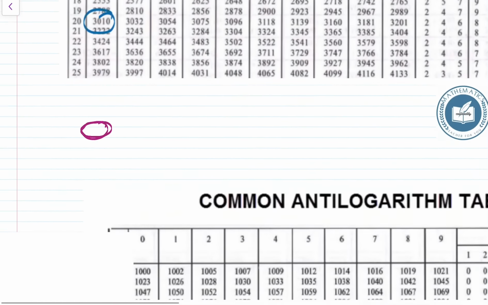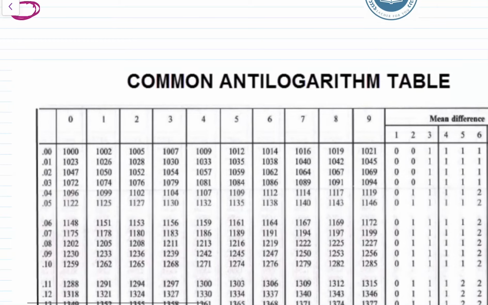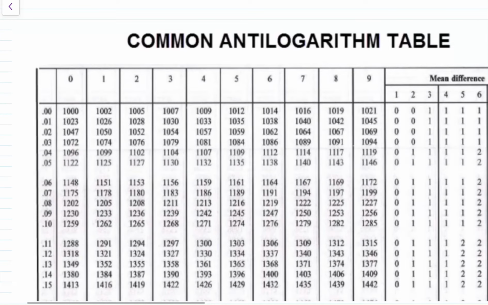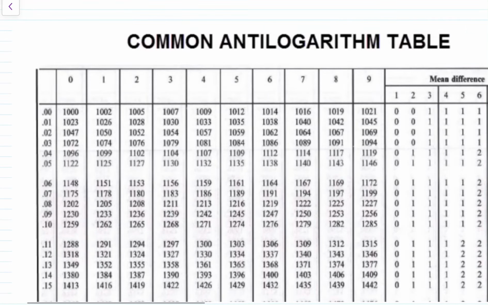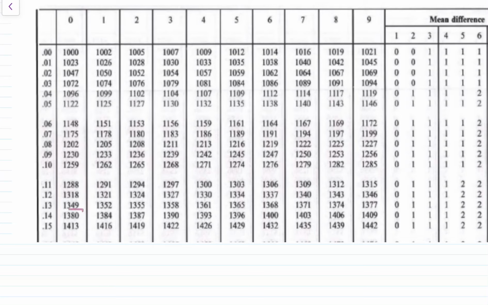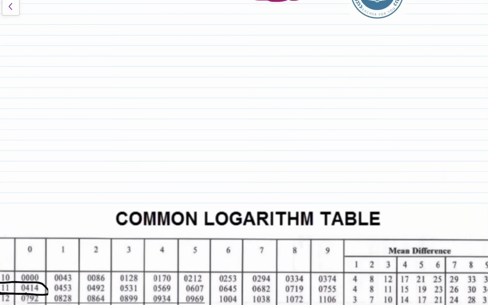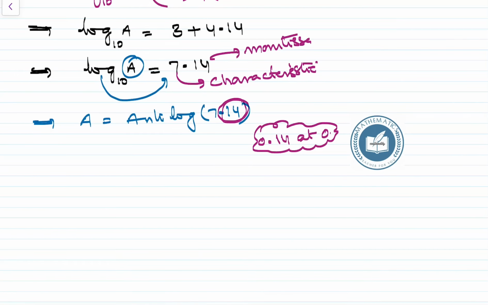What is the value of that? We will see the common anti-logarithm table here. Where we have to see 0.14, 0.14 at 0, this is the value: 1380. Now we can write here a is equal to 1380. Now what does the 7 represent?